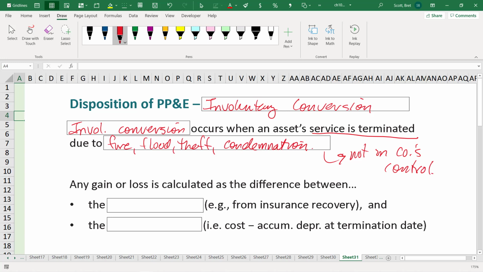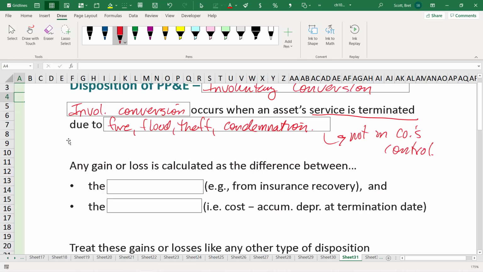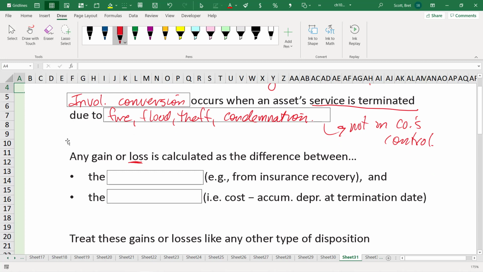Obviously, there's going to be some sort of loss. There's never really a gain in these types of conversions. And even if there were, the FASB usually prohibits that. So these are situations that involve a loss, typically. So any gain, mostly loss, calculated as a difference between the amount recovered and the asset's book value, or cost minus the accumulated depreciation at the termination date.